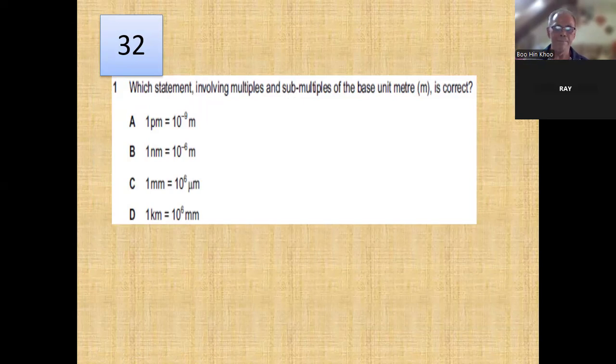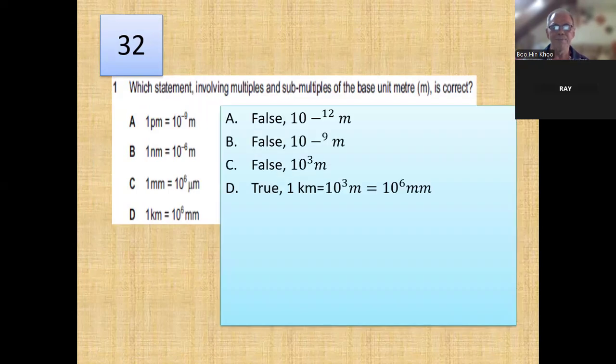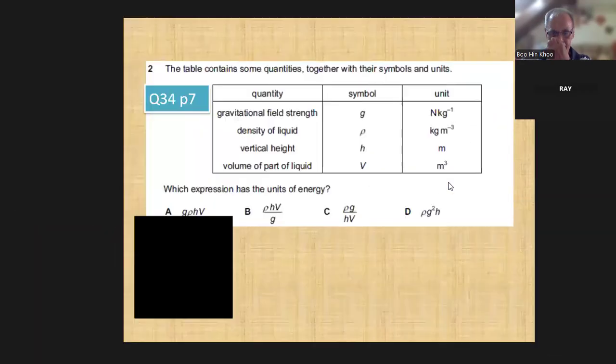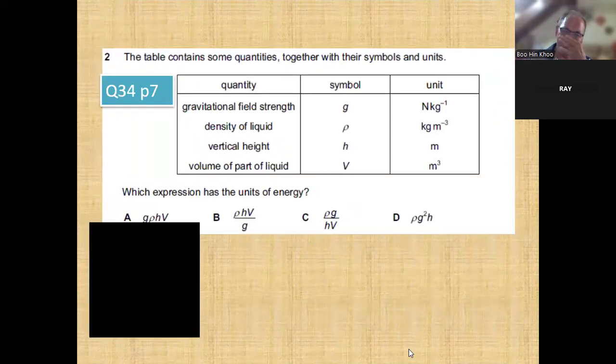D. Okay, good. How about this one? The table contains some quantities together with their symbols and units. Which expression has a unit of energy?